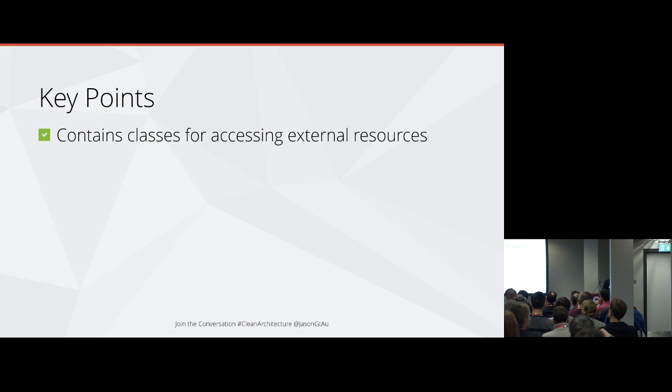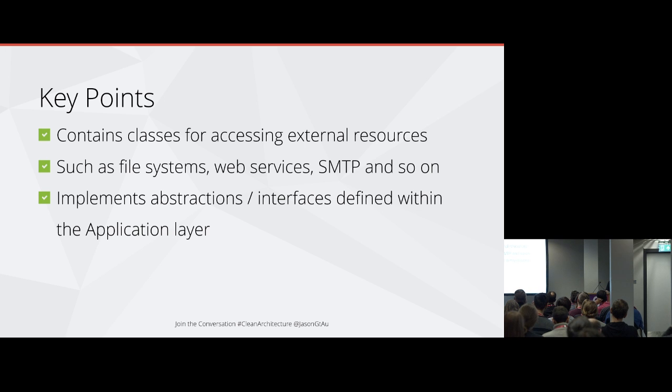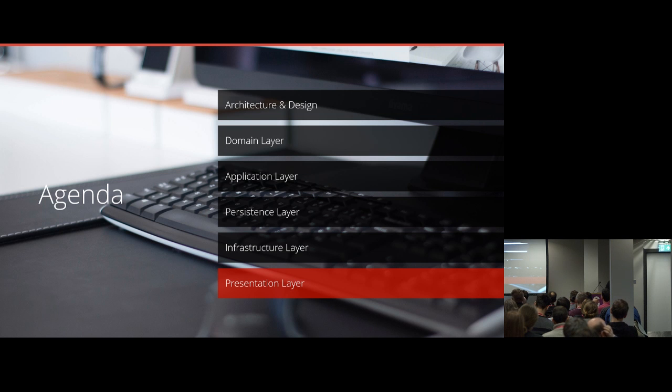All right, so key points. The infrastructure layer contains classes for accessing external resources, such as file systems, web services, SMTP, and so on, anything external. It implements abstractions and interfaces defined within the application layer, and no layers depend on the infrastructure layer, e.g. presentation layer. So finally, we're going to look at the presentation layer.